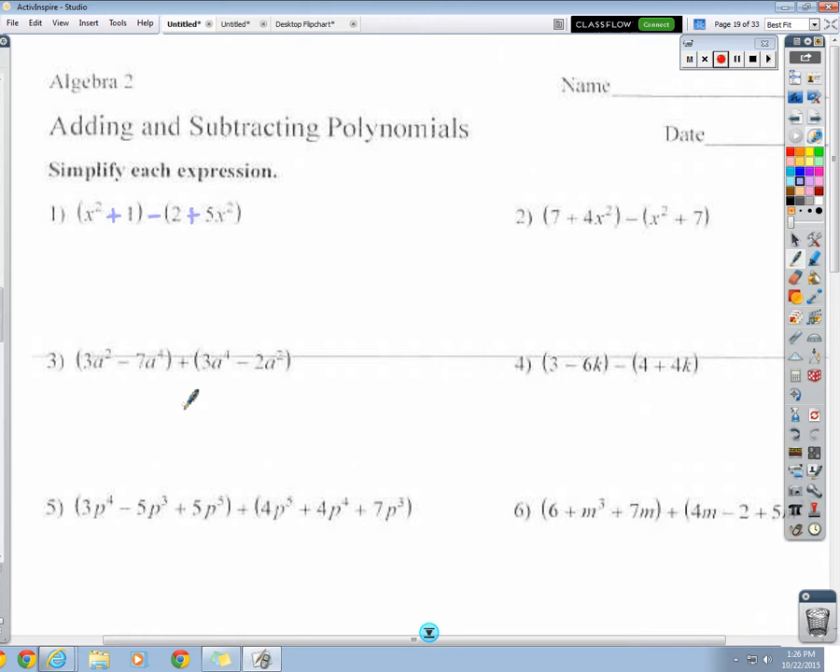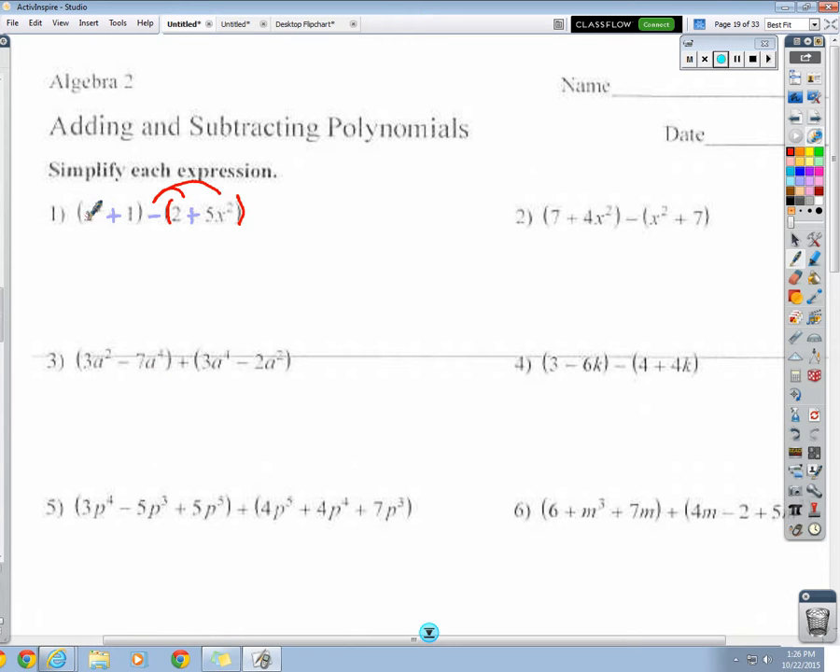Alright, when you see a problem like that, what's the first thing that you need to bring your attention to? That it's subtraction. Good. Since it's subtraction, what do we have to do? Right. The subtraction sign does not just belong to that 2. It belongs to everything in parentheses. It belongs to the 2 and to the 5x squared.